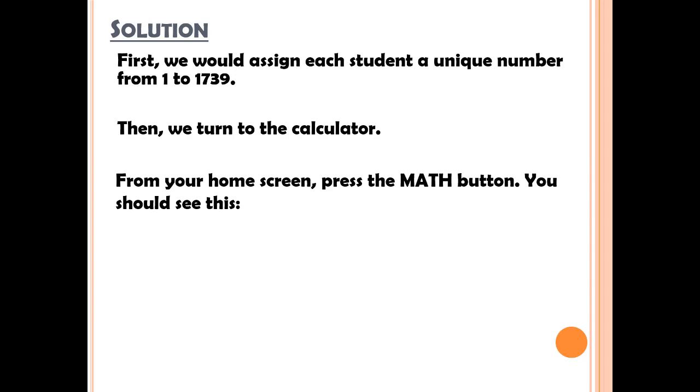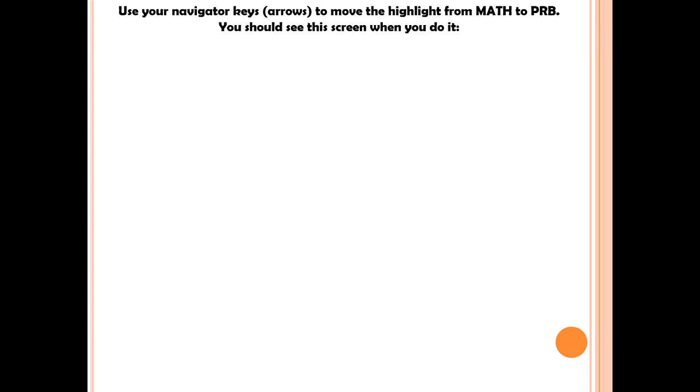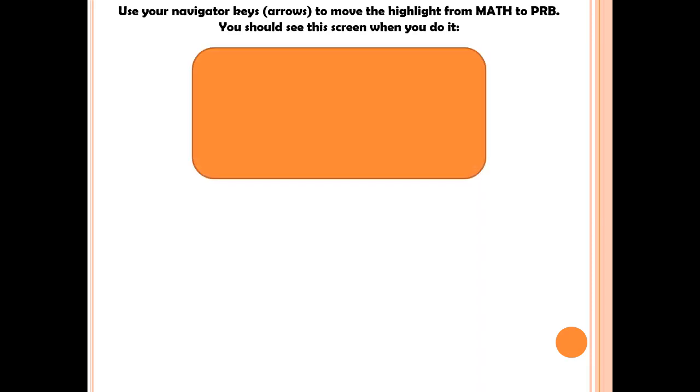Then we're going to turn to the calculator. From the home screen, which is the screen that's present when you turn on your calculator, you press the math button, and you should see this. It'll have MATH across the top along with NUM, CPX, PRB, and several options below. You're going to want to move over to where it says PRB. So use your navigator keys, which are the arrows at the top right of your keypad, to move the highlight from MATH to PRB. That's the probability screen. And you should see this screen when you do that.